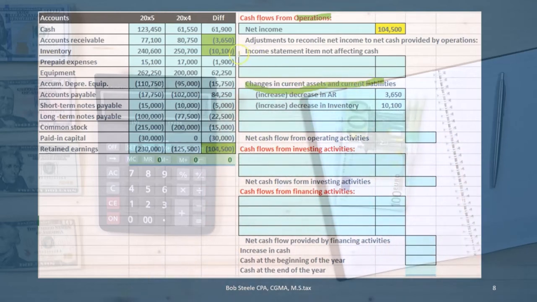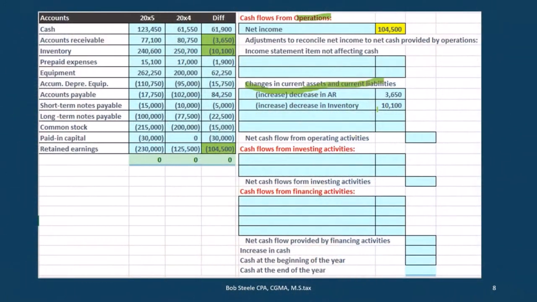So that means that this is going to go into the operating section. It went in 2014 from 257 down to 246. Therefore, we're going to follow our rule and we're going to increase the statement of cash flows in the operating section by that change, 10,100. And again, in this worksheet, we're just going to flip the sign. That's a negative here. It's a positive here.